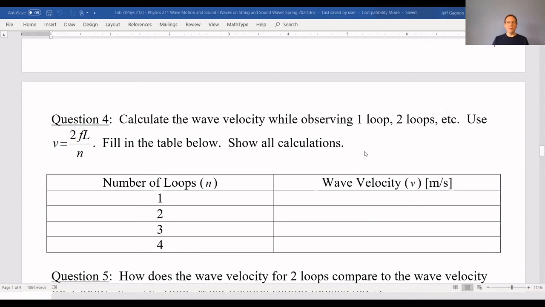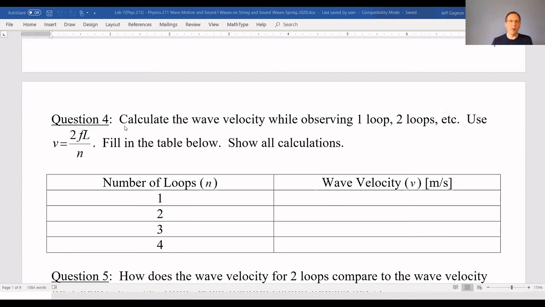Okay, next, question 4. Calculate the wave velocity. So remember, those standing waves consist of an incident wave that's traveling to the right and then a reflected wave that's reflected off. They have a particular velocity. So we want to figure out the wave velocity, how fast that wave was traveling on the string.